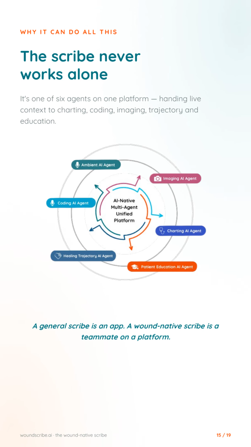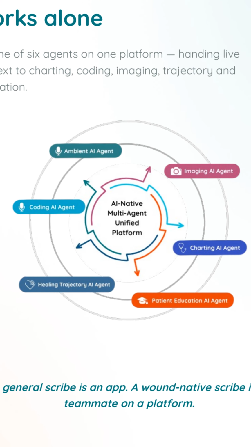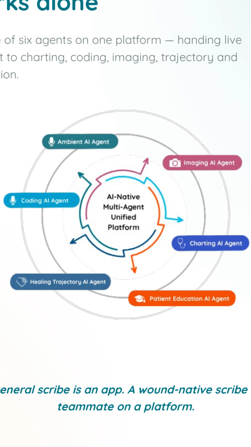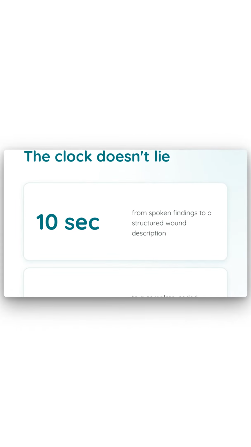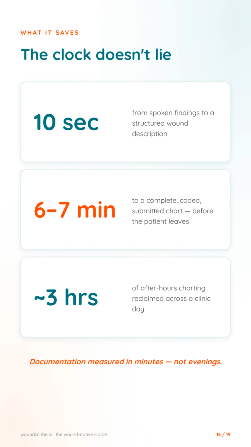The reason it can chart and code is architectural. The scribe never works alone. It's one of 6 agents on one platform: imaging, charting, coding, healing trajectory, and patient education. A teammate, not just an app. And the clock doesn't lie. Here's what that architecture saves: 10 seconds from spoken findings to a structured wound description. 6 to 7 minutes to a complete, coded, submitted chart before the patient leaves the room, and roughly 3 hours of after-hours charting reclaimed across a full clinic day.